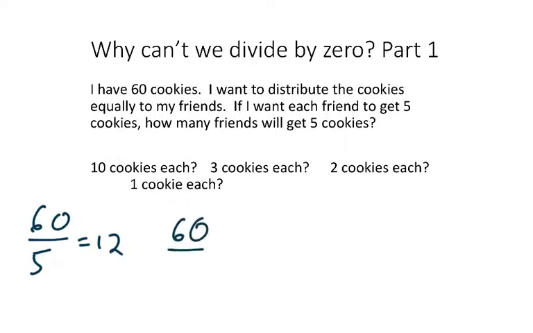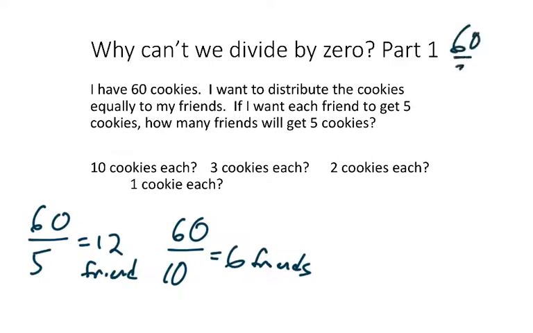60 divided by 10 would be 6. So only 6 friends could get 10 cookies. All right. What if I wanted to do 3? Well, 60 divided by 3 would be 20. 20 friends could get 3 cookies. If I wanted to do 2, 60 divided by 2, that means 30 friends could get cookies.